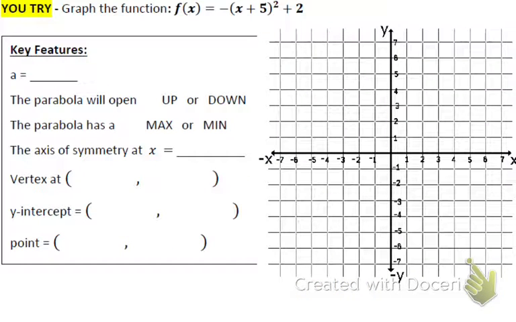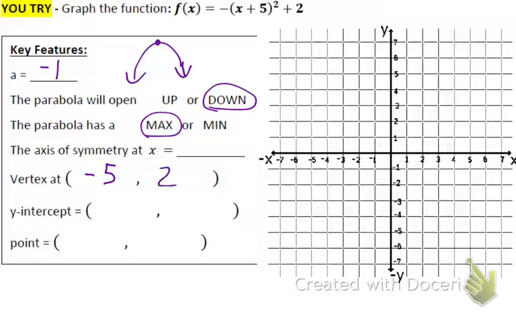You can pause the video and try this one. Alright, you should see that a is negative 1, so it opens down anytime a is negative. If it's opening down, then it will have a maximum point. If you can spot the vertex, vertex is negative 5, 2. Notice that the sign in front of the h in the formula is a minus. Axis of symmetry always goes through the vertex, so we have x equals negative 5 as our axis of symmetry.